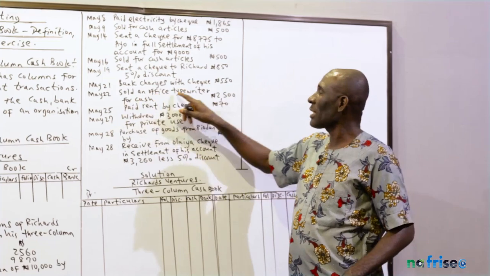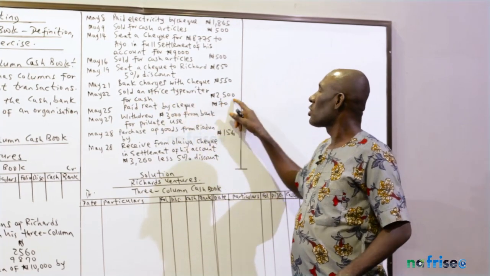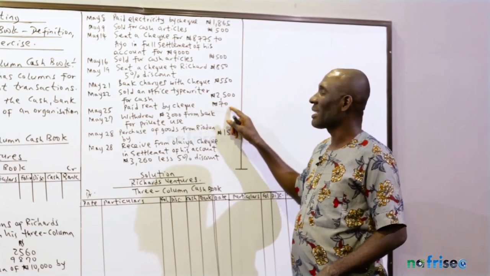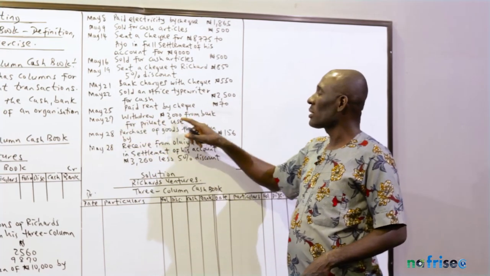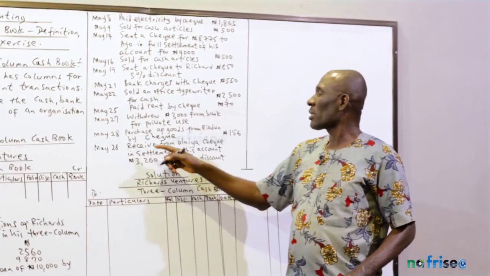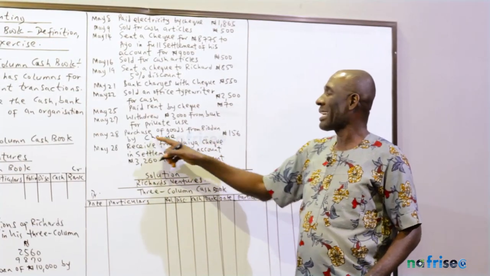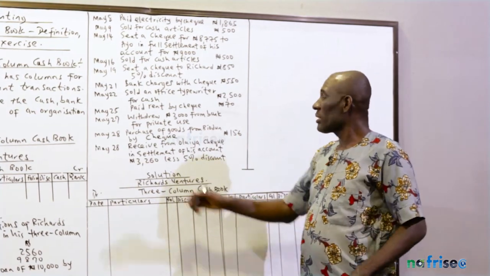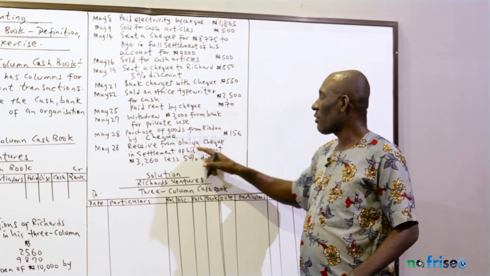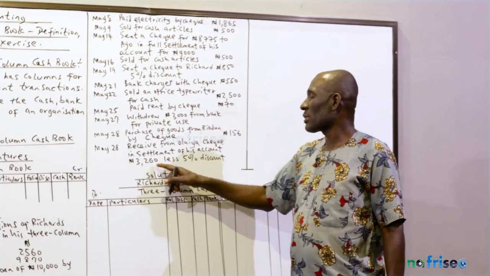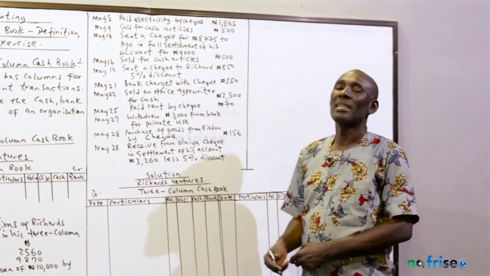May 22, sold an office typewriter for cash 2,500 naira. May 25, paid rent by check 70 naira. May 27, withdrew 3,000 from bank for private use. May 28, purchase of goods from Biodu by check 156 naira. On the same May 28, received from Olaya check in settlement of his account 3,260 less 5% discount.